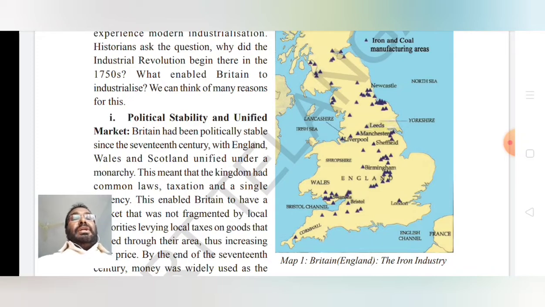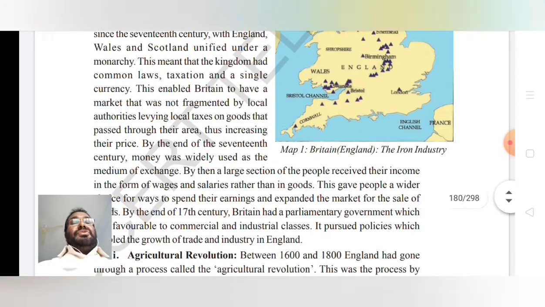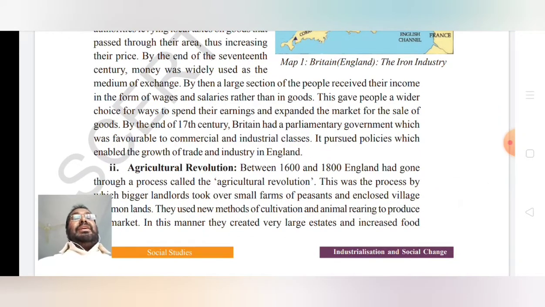So in the 17th century, England, Wales, Scotland unified under one monarchy, and the three countries had common laws, taxation, and single currency. What happened with that? The local authorities levying local tax on goods, such kind of issues were not there. Totally, the money was widely used in Britain, and that was used by people.